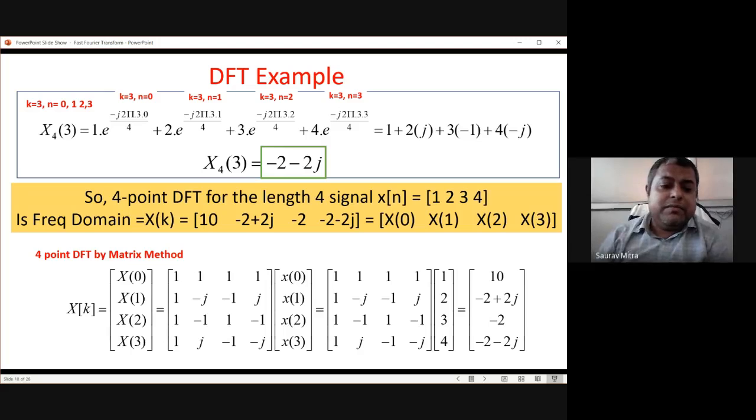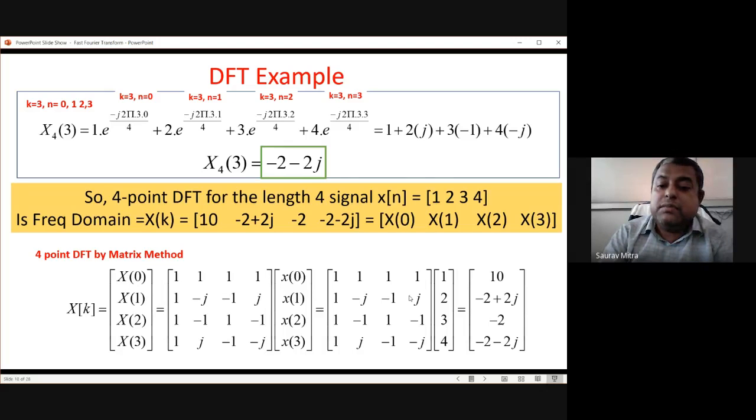We can see that later on, but for forward DFT you have to remember the positions: all the first row and first column elements are going to be +1, and third row, third column is going to be +1, and all the above, right side, below, and left side elements are going to be -1. Second row, second column is going to be -j, and second row, fourth column will be plus j. Fourth row, second column will be plus j. Fourth row, fourth column will be -j.